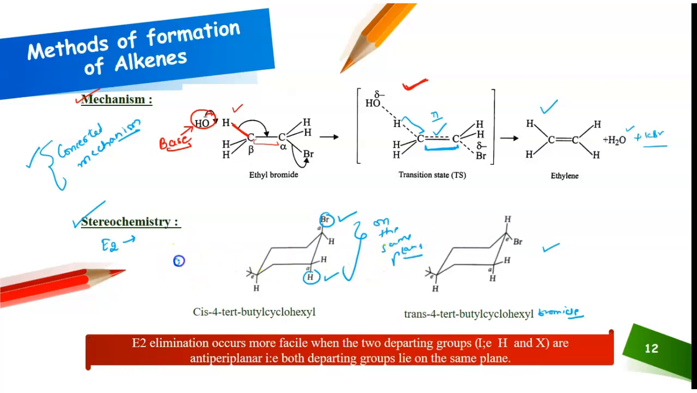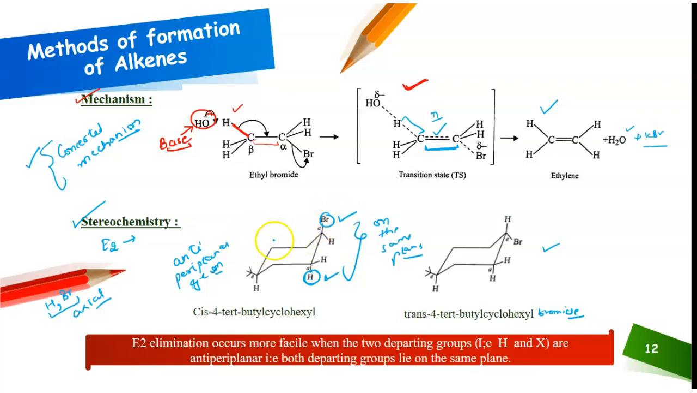but they have anti-periplanar geometry. By that I mean that both your departing groups, H and Br, are present on the axial positions. As you can see, a small e signifies the axial position. So what is happening in the case of 4-tertiary-butyl cyclohexane is that this anti-periplanar geometry is easily achieved, since both hydrogen and bromine are present in axial orientation, right?